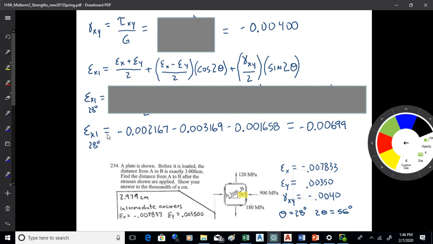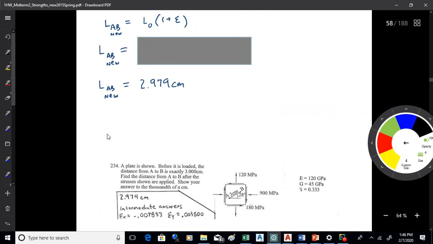So we run that equation, we get the strain, and once we know the strain at that 28-degree angle, we can figure out the final length: 1 plus epsilon times the original length. So it's 2.979.